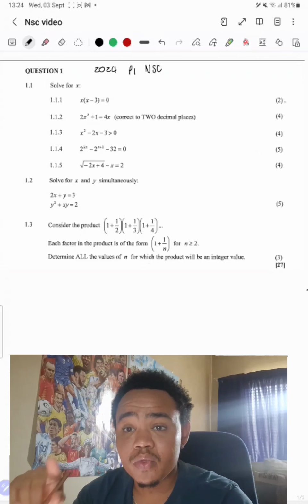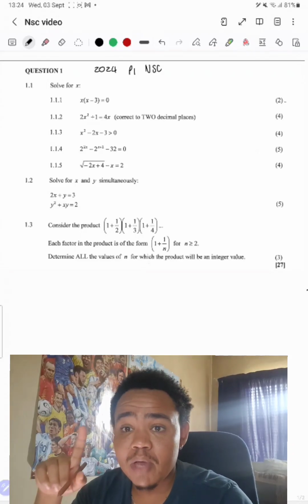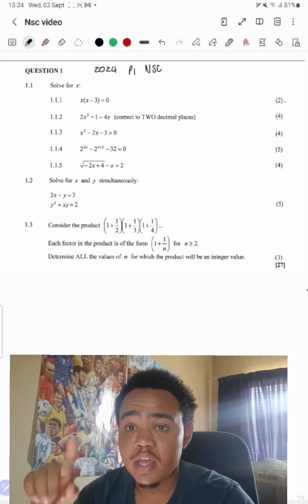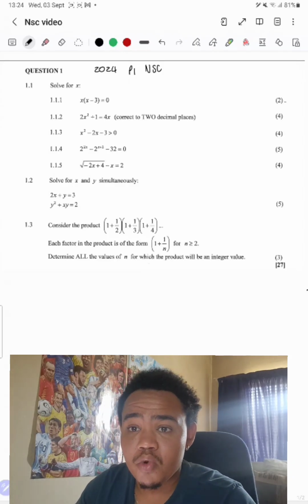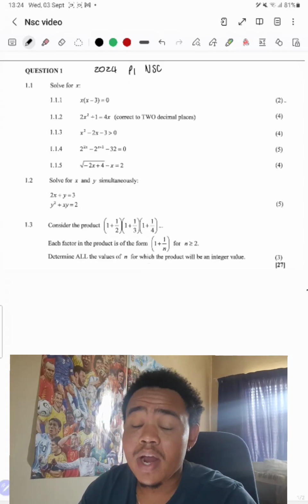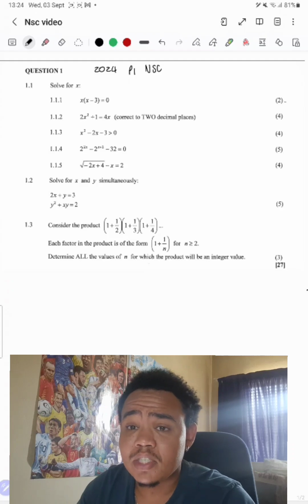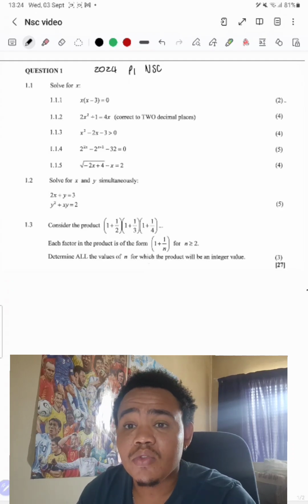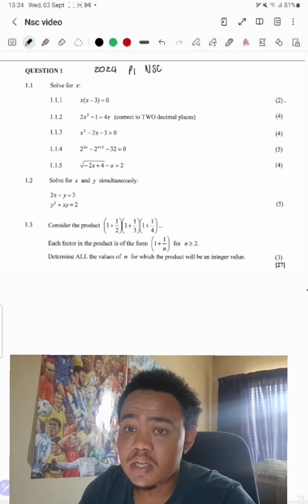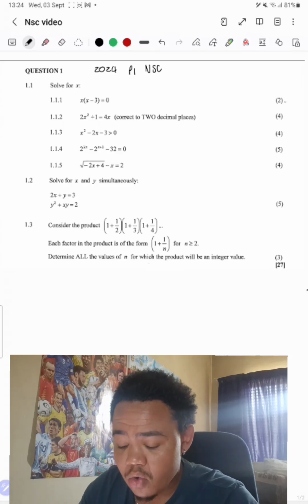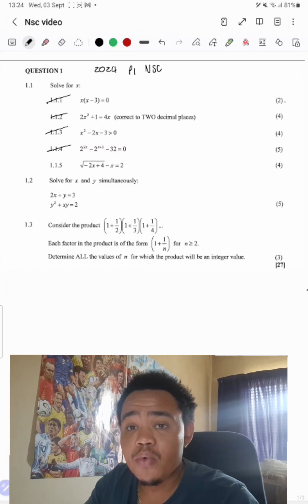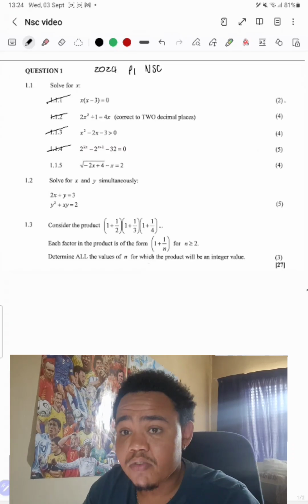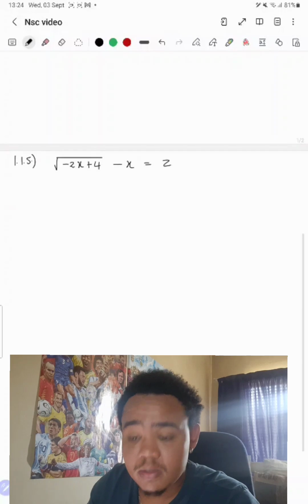Alright, we are still continuing with question one of paper 1, 2024, the NSC paper of last year. Remember, algebra is very important. 27 marks out of the 150, meaning that's almost 20% of your paper. We would like to try to get all of that 20%. We have done question 1.1.1 until question 1.1.4. So now we are at question 1.1.5. Four marks. Let's get it.